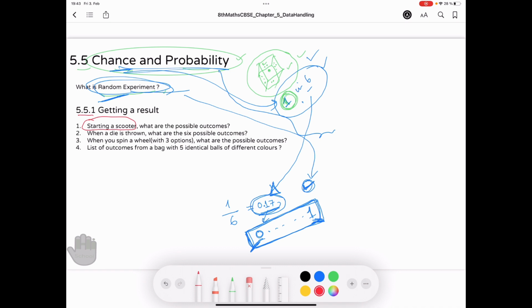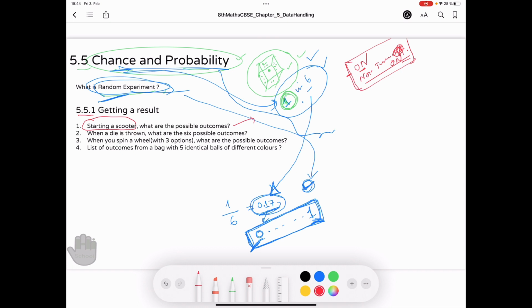So for starting a scooter, there are two possibilities. There are two outcomes. Either it will turn on or it will not turn on. Not turn on, like it's not a possibility that it will turn off, when you are starting a scooter, assuming that it's in the turned off state already, right? So it will either turn on or it will not turn on.